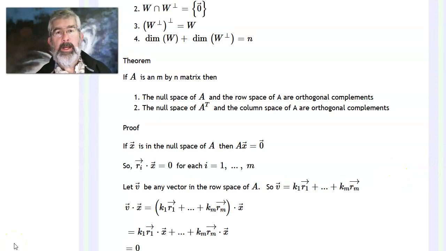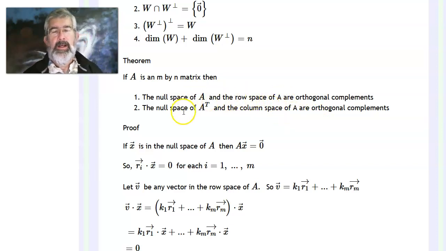Now, going back to number 4 up here, I want to show that the dimension of any subspace plus the dimension of its orthogonal complement is n. What I know already, at least for some subspaces, is that the dimension of the null space, which we call the nullity, plus the dimension of the row space, which we call the rank, has to be n. We showed that in the last video.